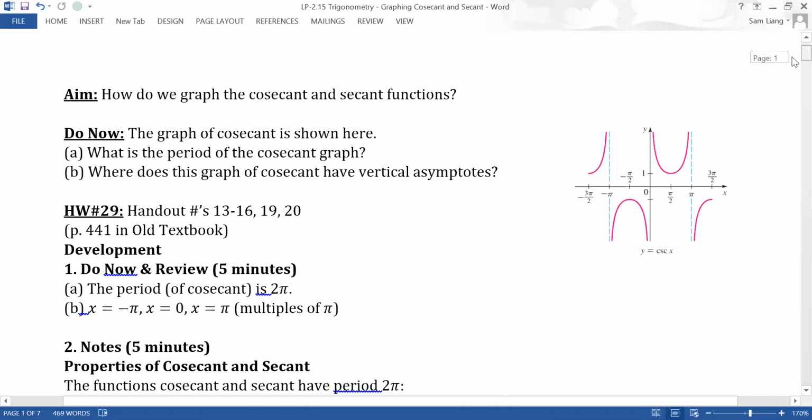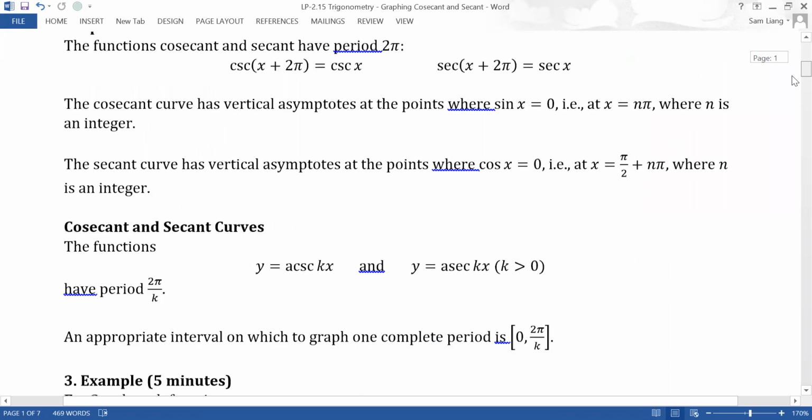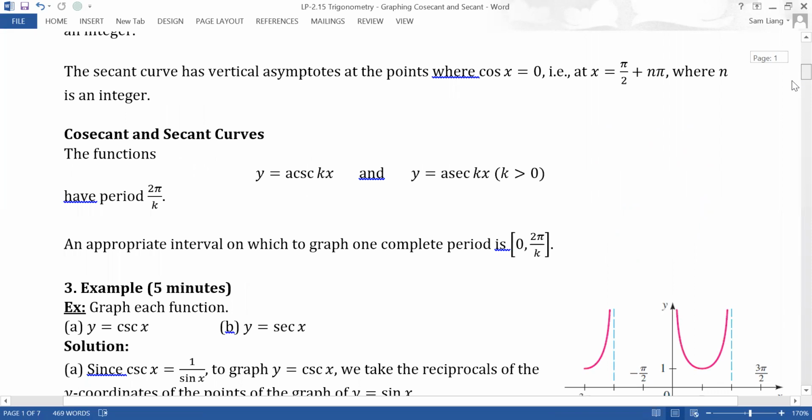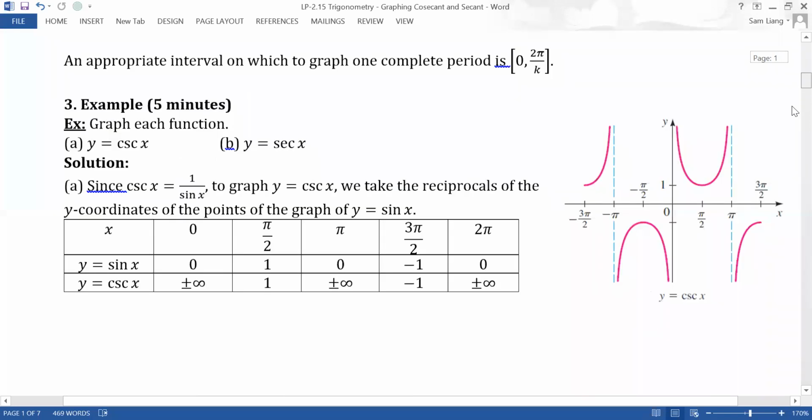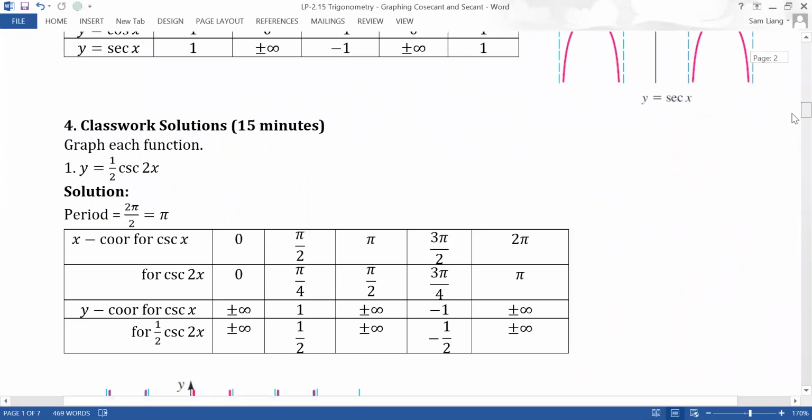All right, so for the rest of the lesson, we're going to be talking about properties of cosecant and secant, and then draw the cosecant and secant curves. And then after that, just the classwork. Okay, so a relatively short lesson.